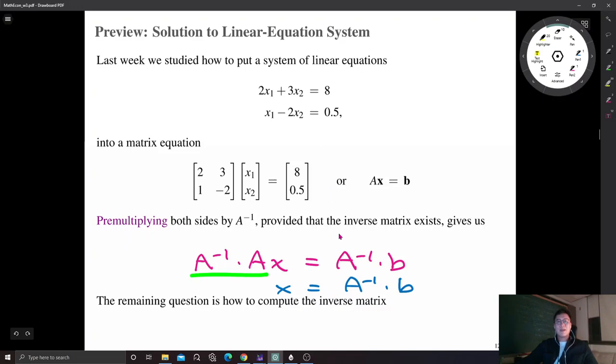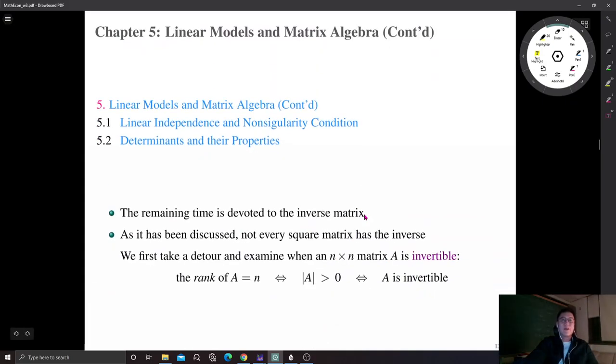All right. So in chapter 5, we are going to address two questions. The first is when that coefficient matrix has an inverse matrix. And the second question is, if that matrix exists, how to compute it. So we are going to study them one by one. And in this video, we are going to address the first question: when an n by n matrix is invertible.